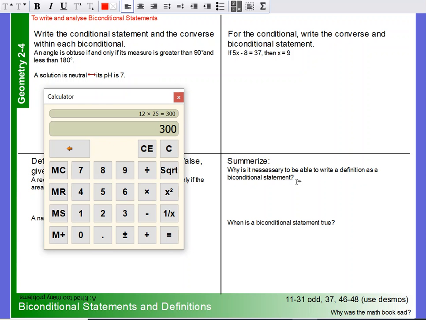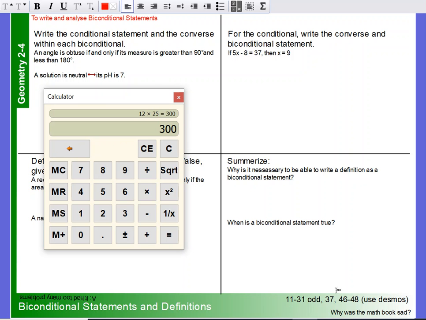Well, let's see. A definition is a statement that describes a mathematical object and can be written as a true biconditional. So why is it necessary to write a definition as a biconditional statement? Well, because most definitions in the glossary are not written as biconditional statements, but they can be. The if and only if is implied. All right. When is a biconditional statement true? A biconditional statement is true if and only if the conditional statement and the converse are both true.